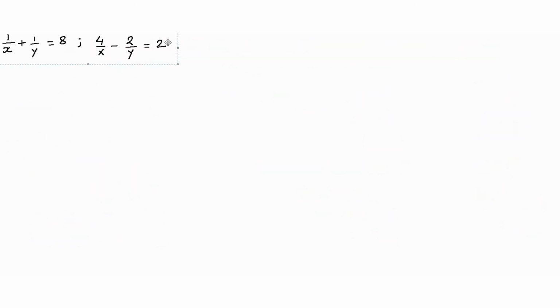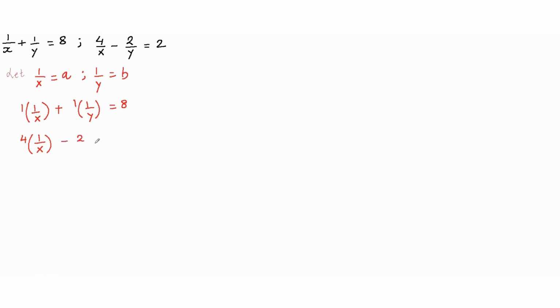Okay, so let us now solve this set of simultaneous equations. Again, over here I notice that x and y are in the denominator. So I will again make the substitution. Let 1 upon x be equal to a and 1 upon y equal to b. So the first equation is 1 into 1 by x plus 1 into 1 by y is equal to 8. And the second equation is 4 into 1 by x minus 2 into 1 by y is equal to 2.